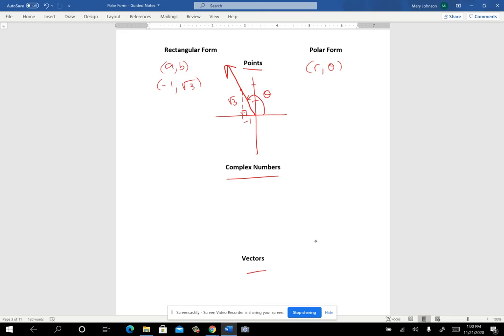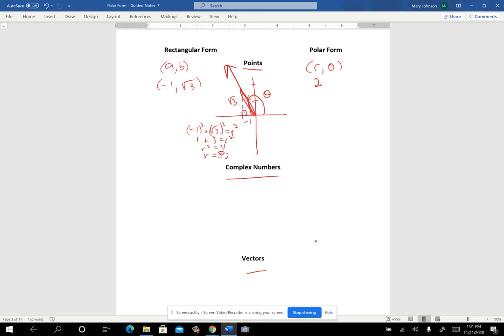So to get the polar form, you need the r and you need the theta. And so you're going to do the r by taking the -1 squared plus the square root of 3 squared would equal your r squared. So that's 1 plus 3. So r squared is 4, which means r is positive or negative 2. I'm just going to say positive because we're always going to do the easier version. Okay, so this is 2. Okay, so that goes there.